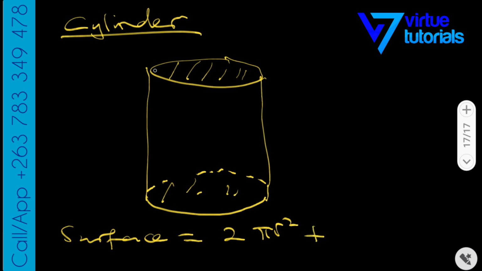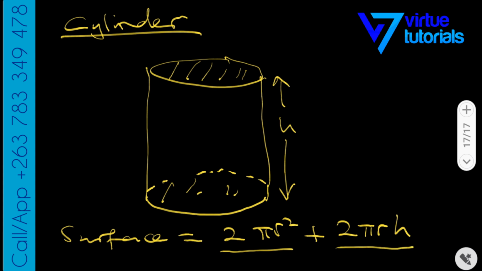Now, the curved part, which is not a circle, its area is found by 2 times pi times r times h, where h is the height of the cylinder. So this is the area of the two circles, and this is the curved part there. If you add the area of the curved part to the area of the two circles, you find the total surface area of the cylinder.